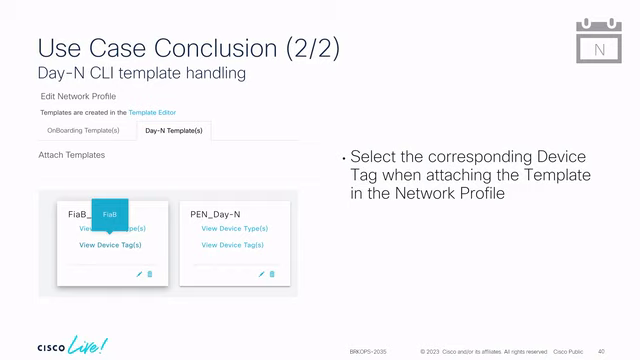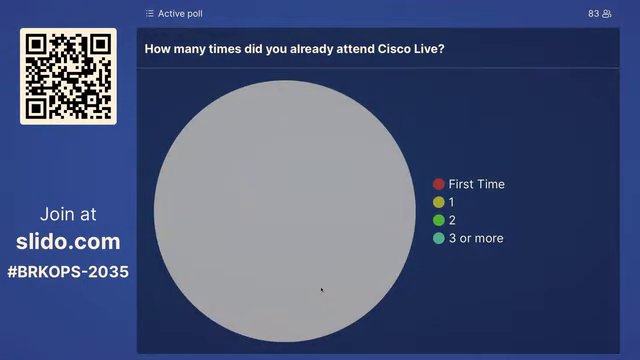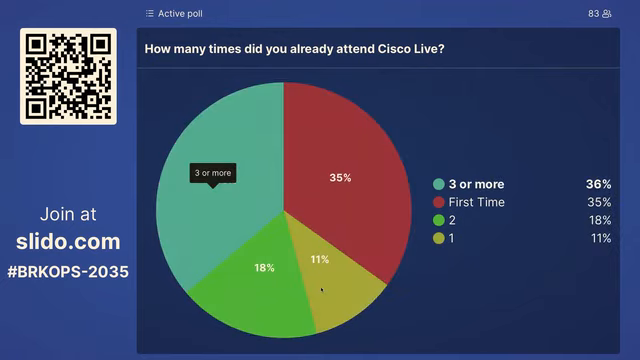So now, initially, I had this Slido up and running. And I mentioned that I will share the results as well. Show results. So we have seen it was a close running between three or more times and first time. So it's on the one side and on the other side. And yeah, that's interesting for me as well.